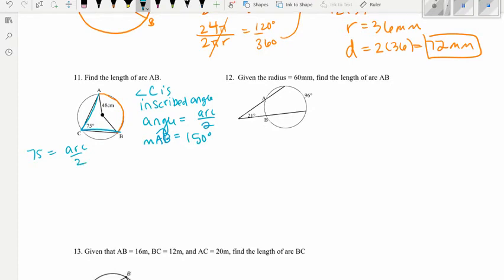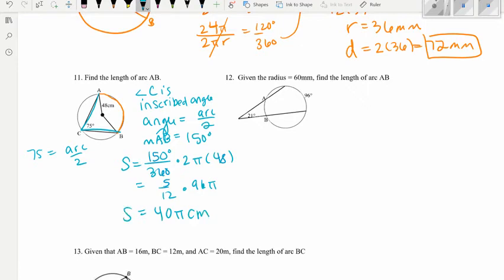And if we want the length of the arc, we're going to use our formula. S is equal to the measure of the arc angle, which is 150 divided by 360 times 2 pi, and our radius is 48 centimeters. And so when we simplify, we get 5/12 times 96 pi. And then when you multiply that, you get 40 pi centimeters for the arc length.